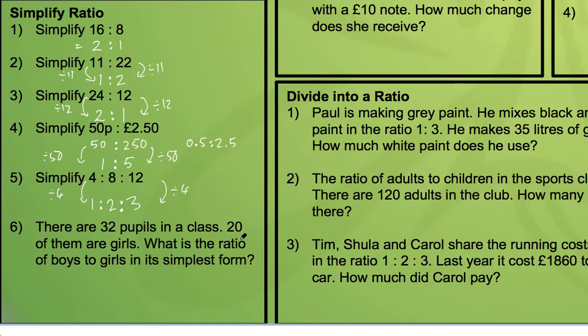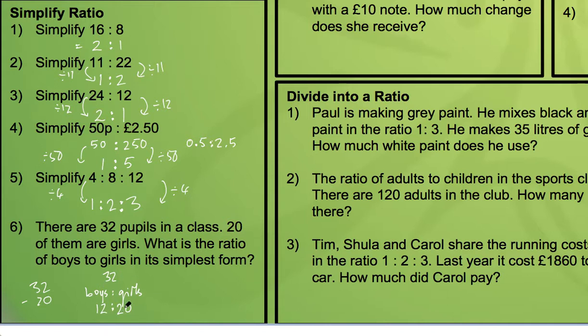There are 32 pupils in a class, 20 of them are girls. What is the ratio of boys to girls in its simplest form? So I've got 32 in total. Boys to girls is something to 20. It's not 32 to 20. I need to work out how many boys there are if there are 20 girls in the class. So 32 minus 20 is 12.